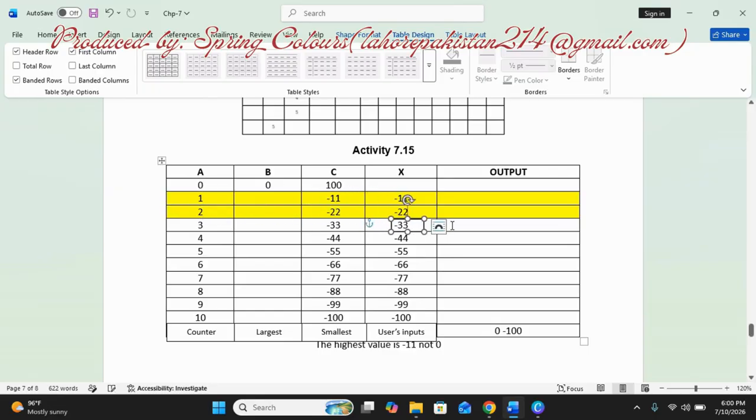Then in the third iteration, the user gives a value of minus 33. This minus 33 is compared with 0. As it is lesser than 0, nothing will be saved because B is storing largest values. But minus 33 is compared with minus 22, and as it is lesser, it will be saved in C because C is saving smallest values, and the counter will increase from 2 to 3.